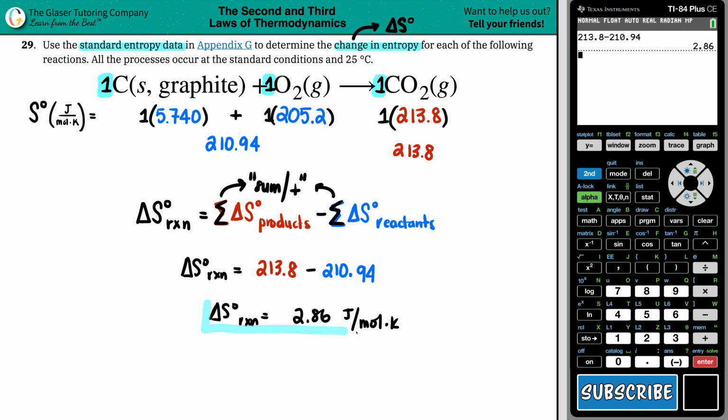And that's it. Seems like we have a positive entropy change, which means that we're increasing our randomness or our disorder.